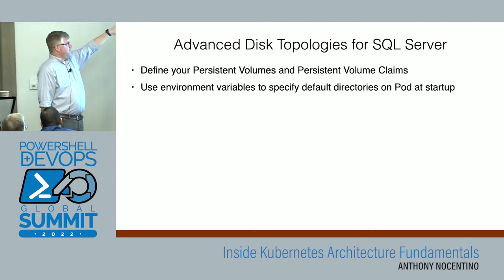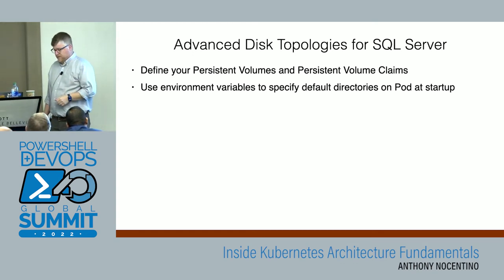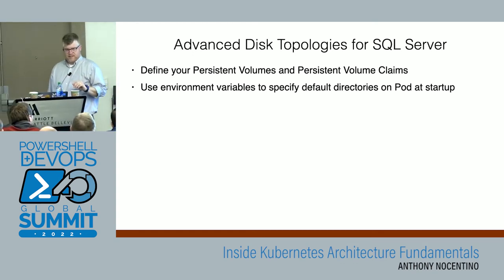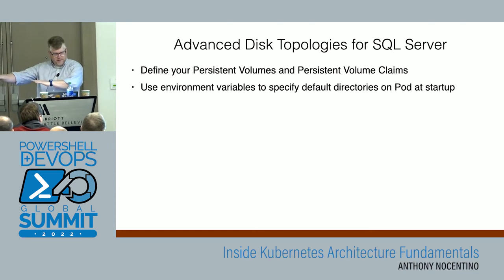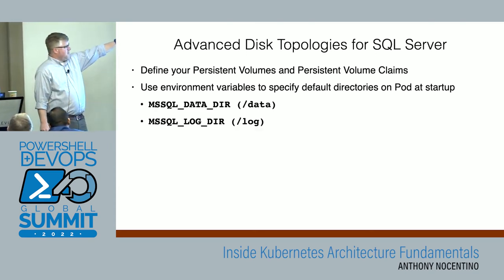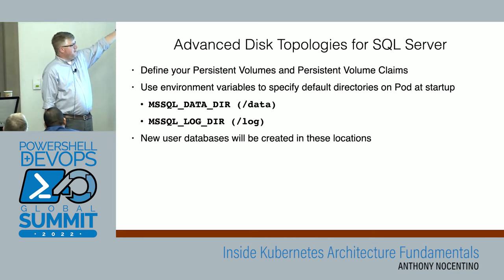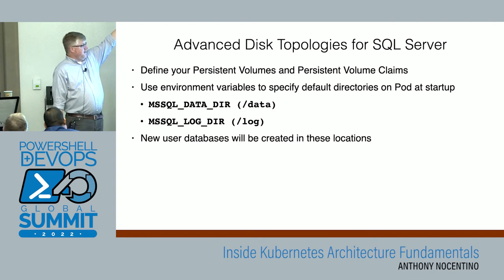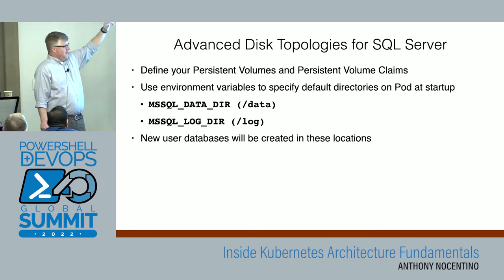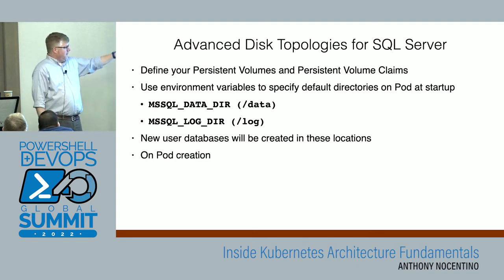So we'll define our storage tier. We'll put some configuration in SQL Server to tell it to create new databases in those default locations, a normal DBA setting that says create new databases in these folders. In our case, we're going to set that to /data and /log in our deployment, and then new user databases will be created in there. So maybe this is on silver, and that's on platinum, because that's going to get me like 0.3 milliseconds into the transaction log. I can break things out in that way.